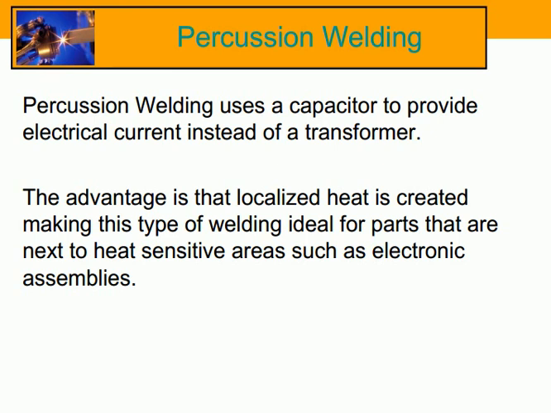Percussion welding. Percussion welding uses a capacitor to provide electrical current instead of a transformer. The advantage is that localized heat is created, making this type of welding ideal for parts that are next to heat-sensitive areas such as electronic assemblies.